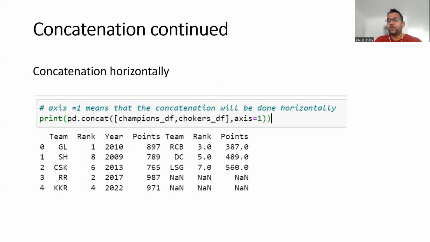Concatenation can also be done horizontally. For doing this, we need to specify the parameter axis with its value as 1. We can see the output has added the two data frames horizontally. By default, the axis parameter value is 0, which means that the concatenation will be done vertically by default.